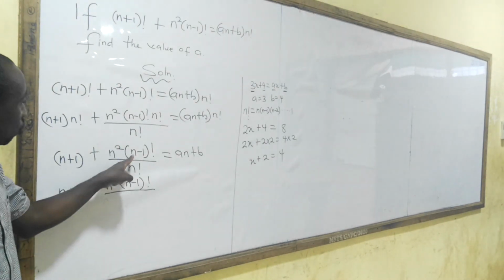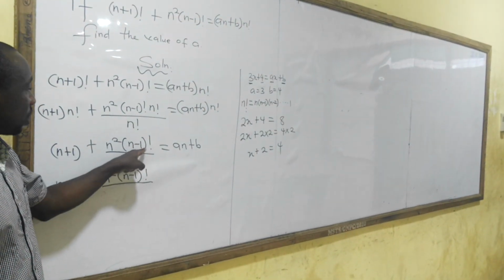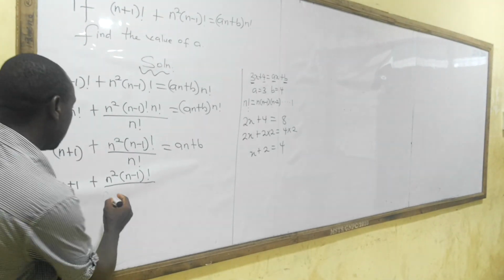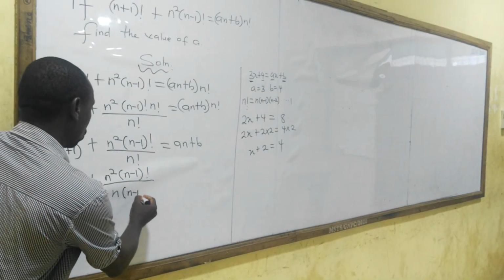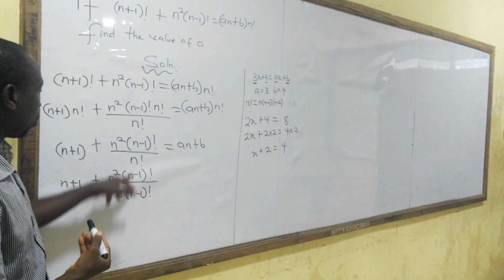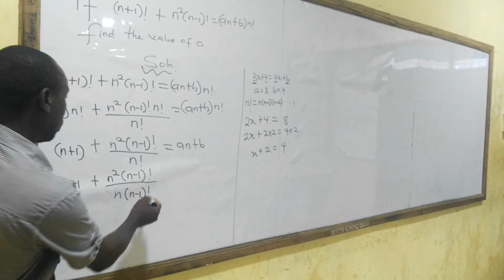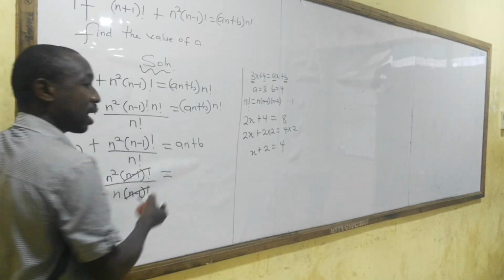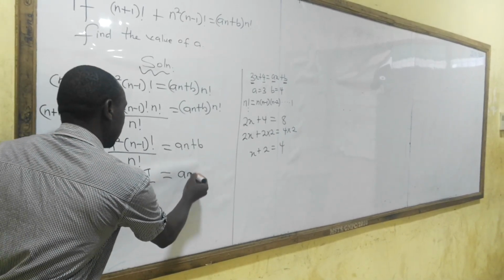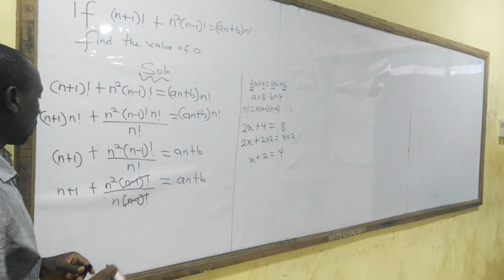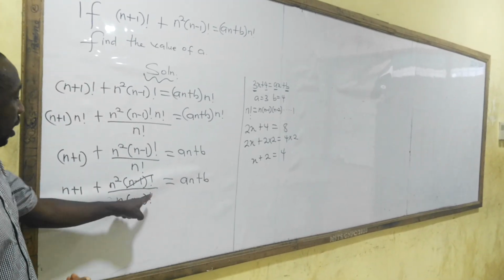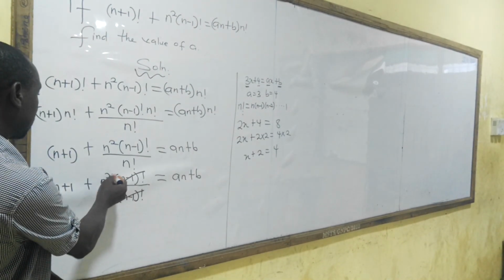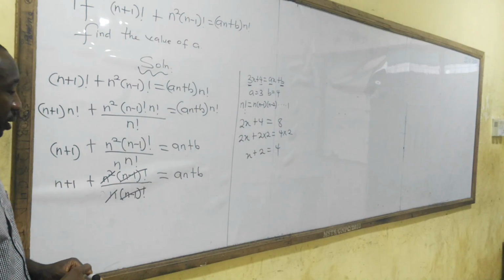Now, I want to cancel the (n − 1)!. So this n factorial, since it will be reducing by 1, it will be n times (n − 1)!. n factorial is the same as this. And so this (n − 1)! will cancel this (n − 1)!. And on the right hand side, I will maintain my an + b. Now, you can see clearly that I have n squared here and then n here. This n will cancel this n squared and I will be left with only n here.